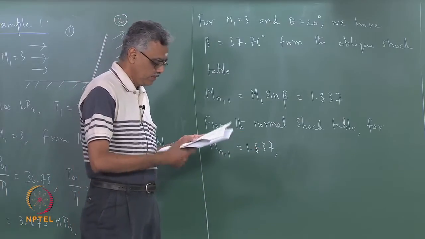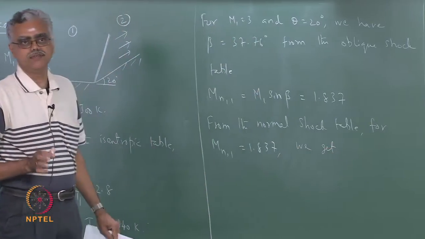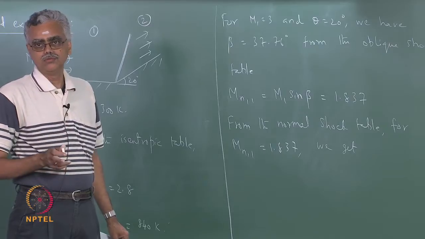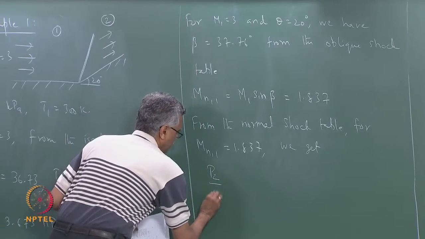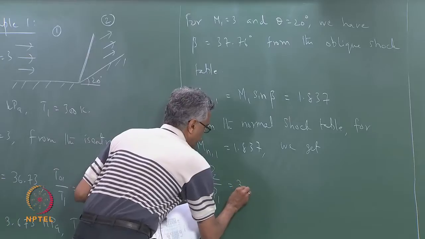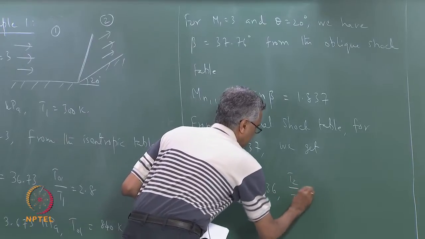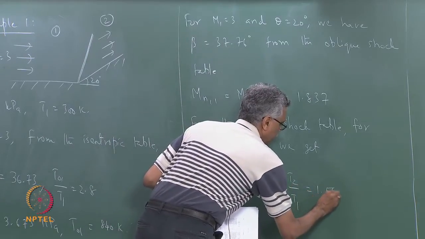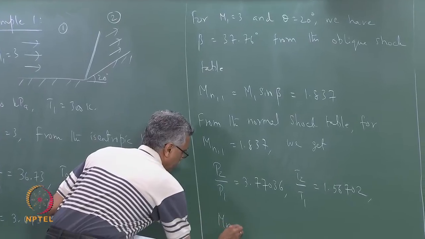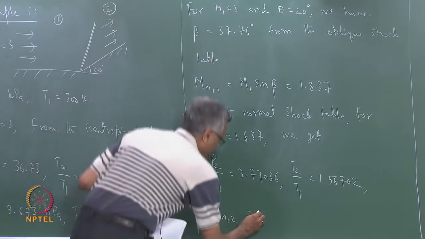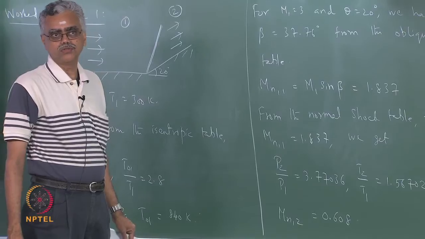So for this value of M1, we interpolate and retrieve the following quantities. Remember, what kind of quantities can we retrieve? MN2, P2, and T2. None of the other quantities. So we get P2 over P1 to be 3.77036. We get T2 over T1 to be 1.56702, and the table gives us M2, but we take it as MN2, so MN2 equal to 0.608. So these are the quantities that we are allowed to retrieve from the normal shock tables.